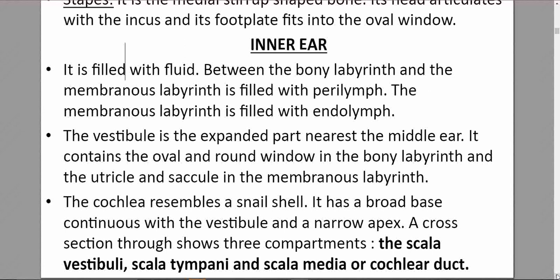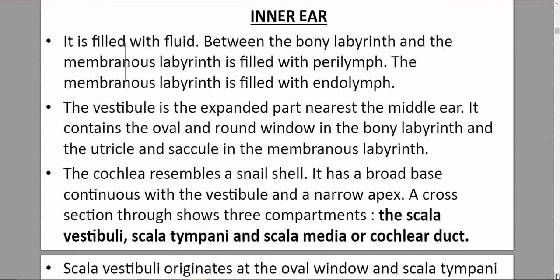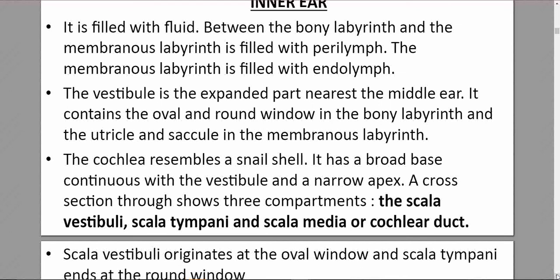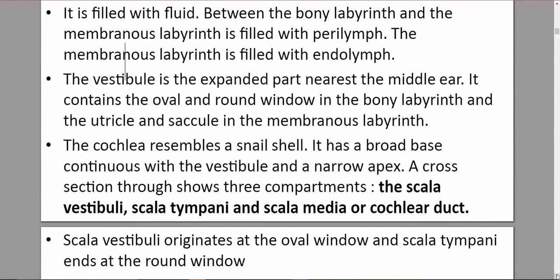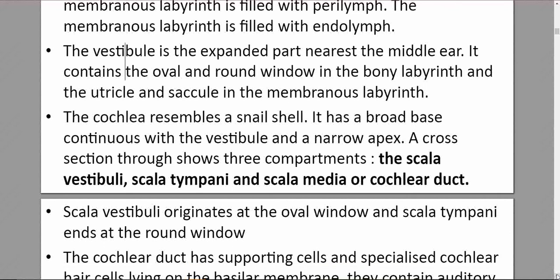So the inner ear is the last point of our review of the anatomy of the ear. It's normally filled with fluid, not filled with air like the middle ear. The fluid between the bony labyrinth and the membranous labyrinth is the perilymph, and the membranous labyrinth is filled with the endolymph. The vestibule is the expanded part nearest the middle ear. It contains the oval and round windows in the bony labyrinth, and the utricle and the saccule in the membranous labyrinth. So the cochlea resembles a snail shell.